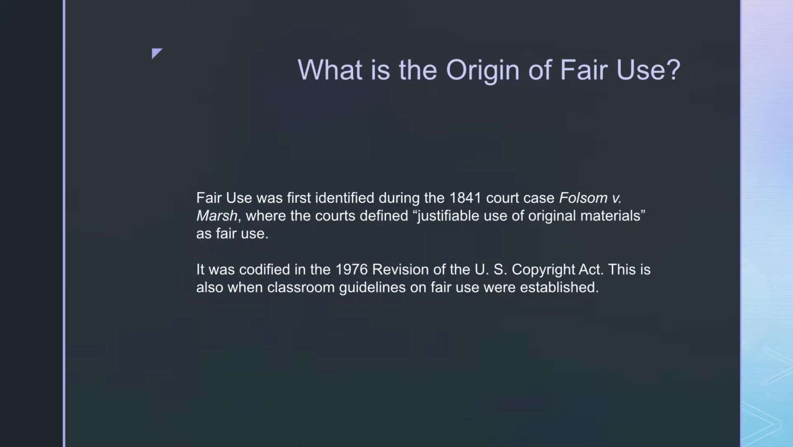Fair use was first identified during an 1841 court case. An author had put together a collection of George Washington's letters, and he sued another author who used most of his content in toto. And that is when the courts defined fair use as justifiable use of original materials. Ultimately, it was codified in the 1976 revision of the U.S. Copyright Act. And this is when classroom guidelines on fair use were established, and this is where academic fair use was really born.